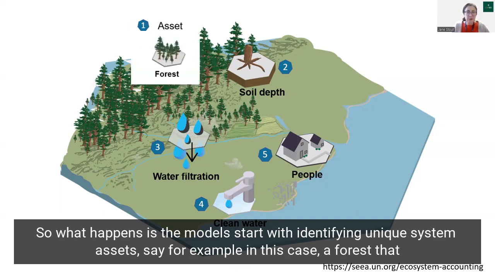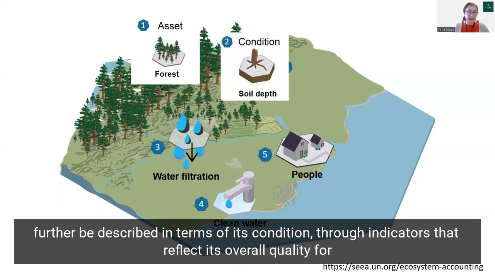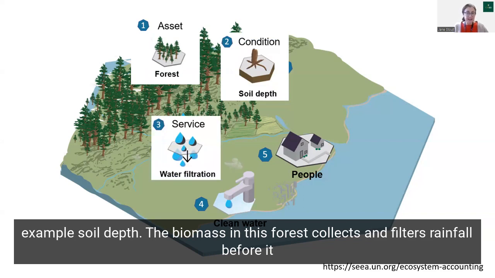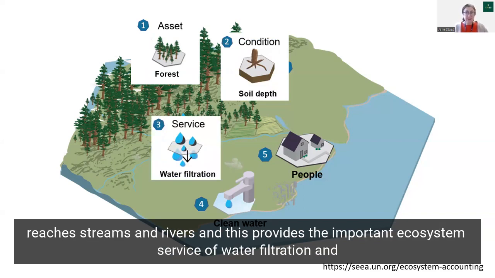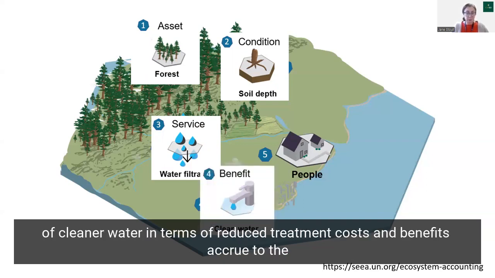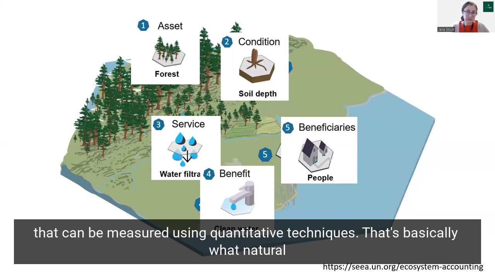So what happens is the models start with identifying an ecosystem asset. So for example, in this case, a forest that can be measured by its extent, so its area in hectares. And this forest asset can further be described in terms of its condition through indicators that reflect its overall quality, for example, soil depth. The biomass in this forest collects and filters rainfall before it reaches streams and rivers, and this provides the important ecosystem service of water filtration and water regulation. And the benefits generated by the filtration service take the form of cleaner water in terms of reduced treatment costs. And these benefits accrue to the people in the economy, including businesses and households that produce elements of well-being that can be measured using quantitative techniques.